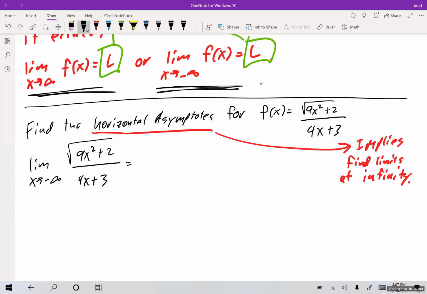So this is going to become the limit as x approaches negative infinity. And I'm going to divide 9x squared plus 2 by x, and then this is all divided by 4x plus 3, and I'm going to divide this by x. Okay? So now let's see what we got.